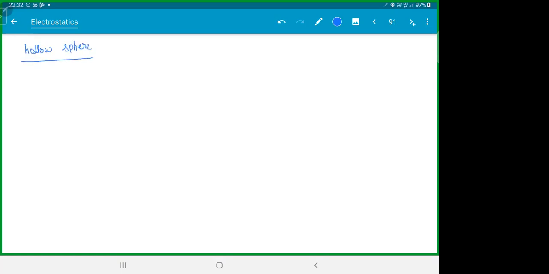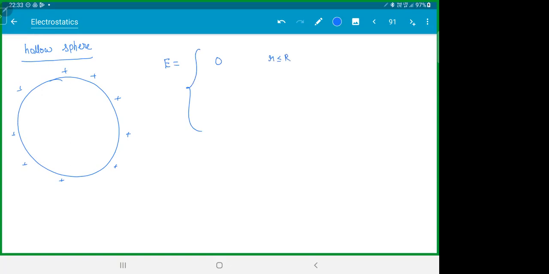So, charged hollow sphere. If you have a sphere uniformly charged, the field is 0 for r less than R, meaning that inside, the entire field is 0. No matter where you stand, it is 0. You know what is the meaning of that?